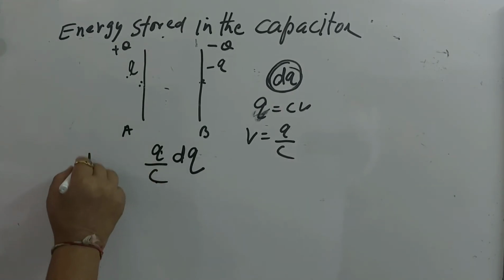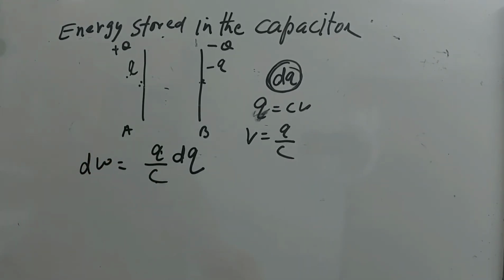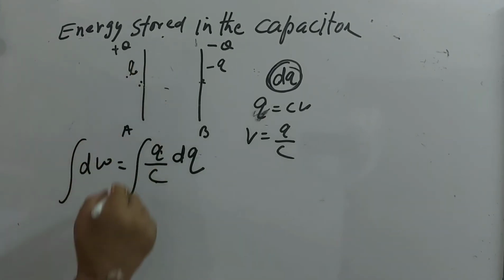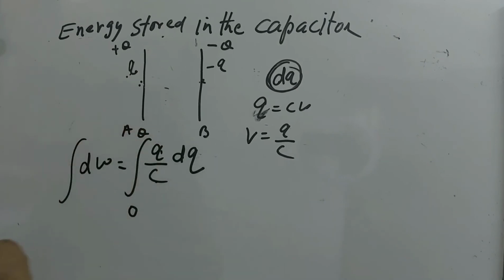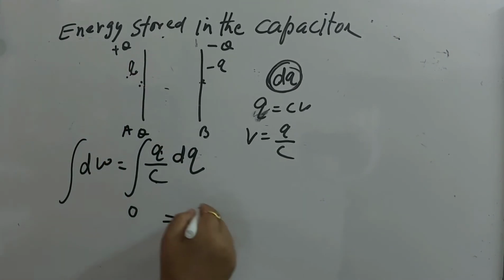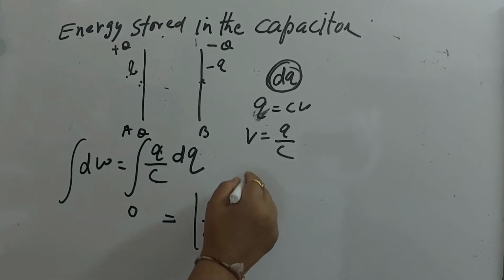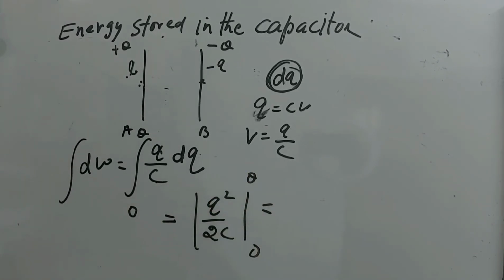Now this is the small work done, and this will be the work done by the external agent. This is q by c into dq. If we are to find the total work in charging this capacitor from 0 to q, because the final charge is q, we apply limits from 0 to q, so this will be equal to q square by 2c. This way also we can find the total energy stored in the capacitor.